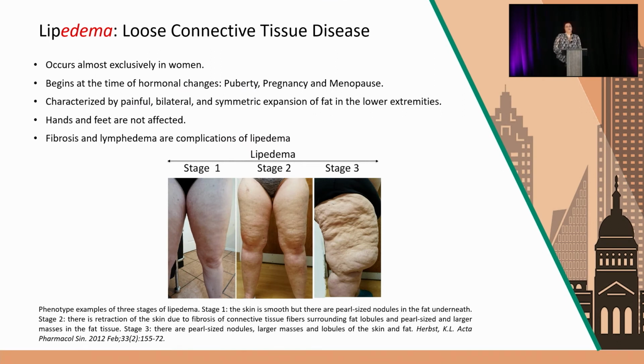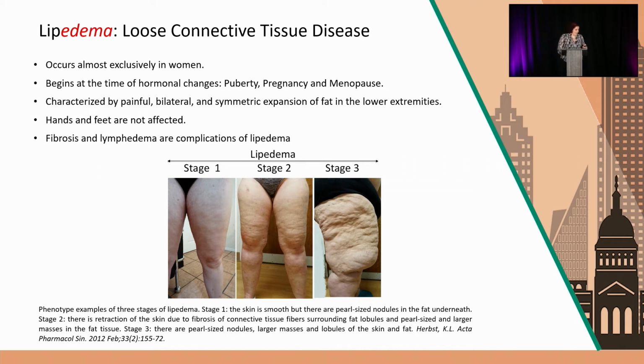As most of you now know, lipedema is now recognized as a loose connective tissue disorder. It occurs almost exclusively in women. It begins at the time of hormonal changes: puberty, pregnancy, and menopause. It's characterized by painful bilateral and symmetrical expansion of the fat in the lower extremities. Hands and feet are spared, and fibrosis and lipedema are common complications of lipedema.